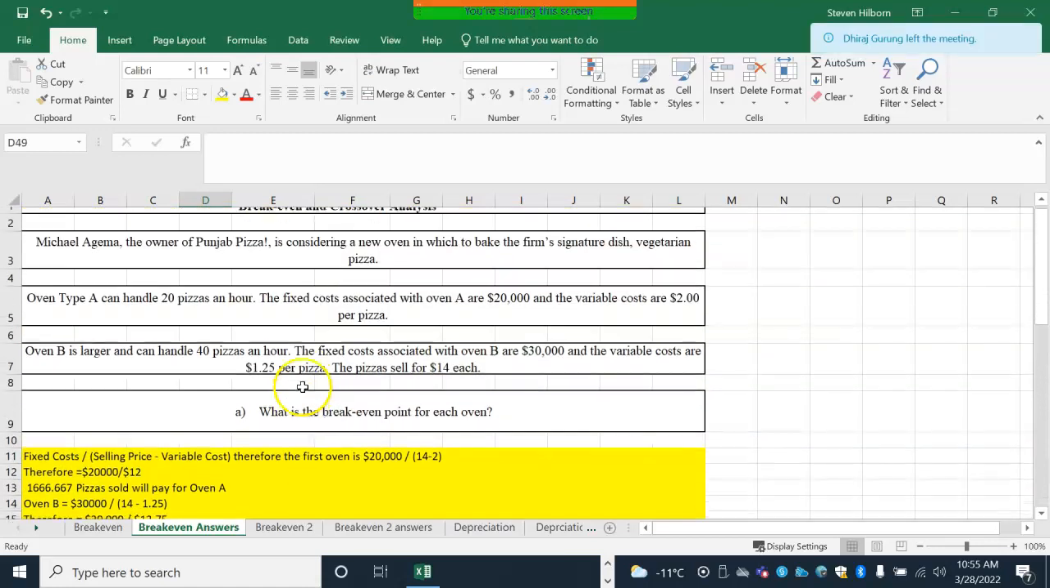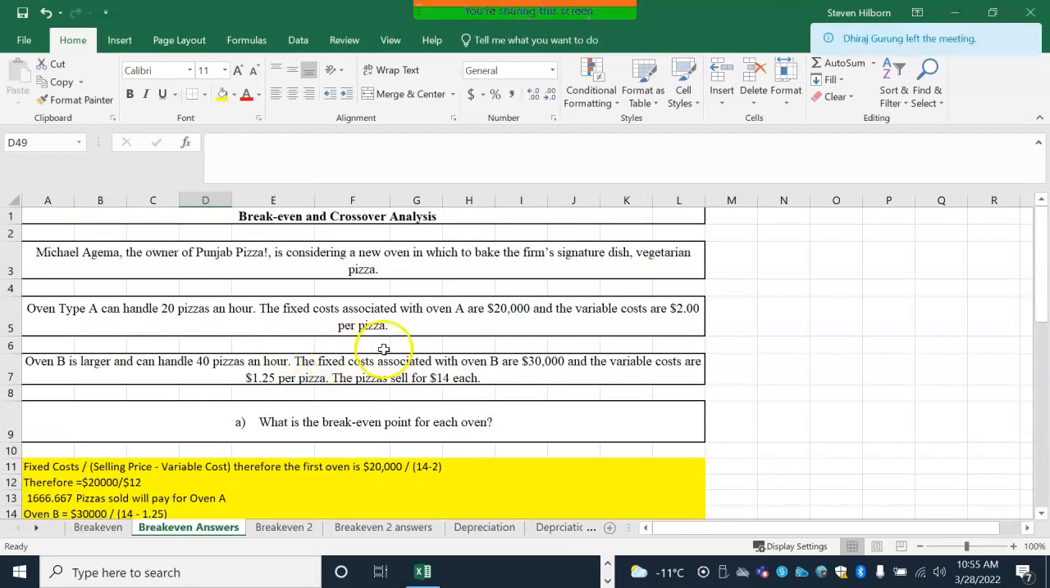So this is the thing I'm talking about. This is a break-even and crossover analysis. What we're doing is looking at pieces of equipment. If they are going to be able to reduce our costs or reduce our labor associated with this, at what point do they make sense, right?